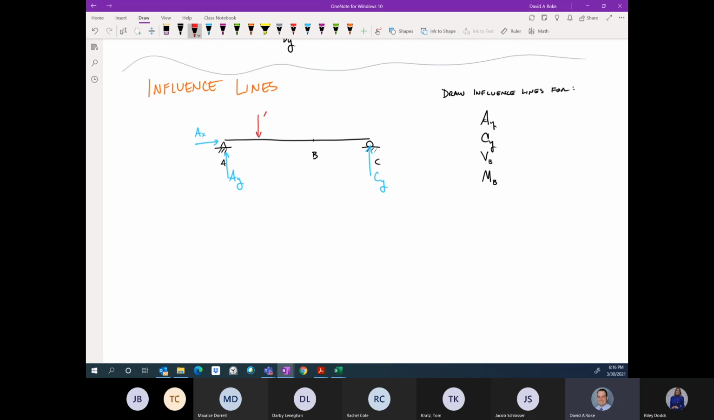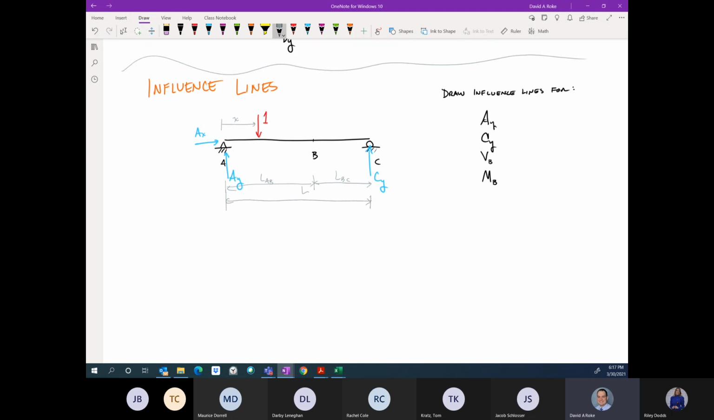And for our influence lines, we use a unit virtual force at some arbitrary position X. And here I've defined X as starting at the left end, so great, that's fine. And we'll say that this entire thing has some length, and furthermore, we'll say that I have length AB and length BC here. So X ranges from 0 to L.